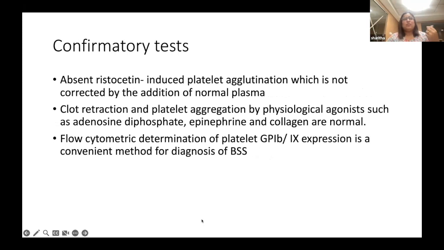The confirmatory test for Bernard-Soulier, of course, is the absent ristocetin-induced platelet agglutination. RIPA is absent, which is not corrected by the addition of normal plasma. So this helps in differentiating it from von Willebrand's disease. Clot retraction and platelet aggregation are normal, because in Bernard-Soulier it is the adhesion which is abnormal and there is no problem with aggregation. Flow cytometric determination of GP1BB expression is the gold standard reference method.